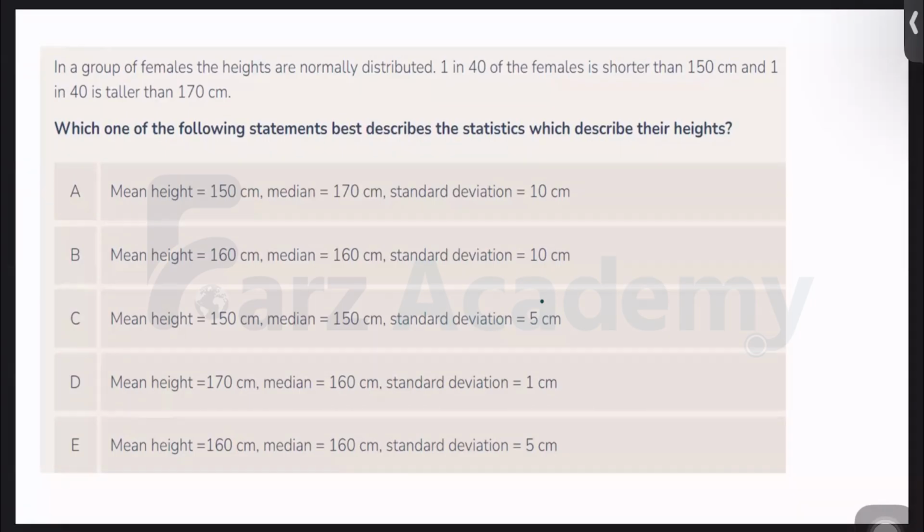If you now take mean as 160 and standard deviation as 5, calculate the 95% range. 95% is nothing but 160 plus minus 2 into 5. That means 160 plus minus 10, that's 150 to 170. So 95% is going to lie between 150 to 170. That means the remaining 5% is outside that range: 2.5% would be less than 150, 2.5% would be more than 170, and that is what is given in the question. You can do it either way. Is it clear?